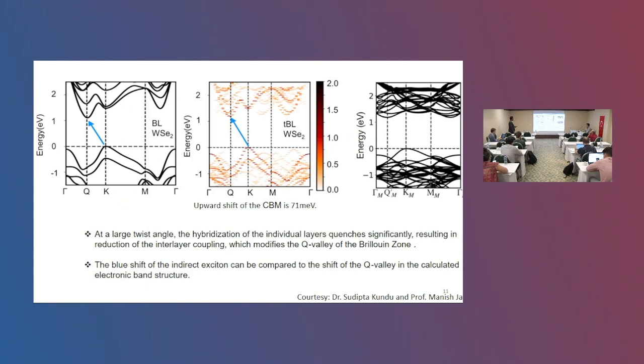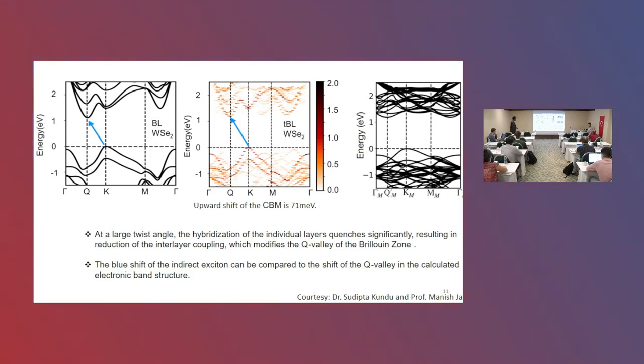So we also did some theoretical calculation. My theoretical collaborators did these calculations for bilayer WSe2 as well as the twisted bilayer WSe2. The right-hand side calculations are basically in the moiré Brillouin zone. If you project it in the bilayer case, you will find this. So this is the projection density over here from 0 to 2. This is normalization.